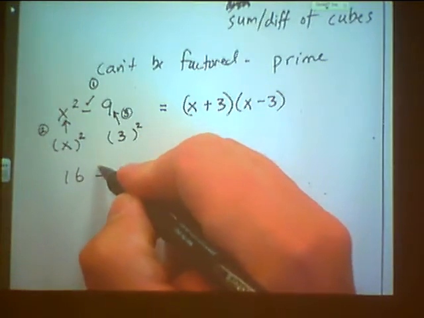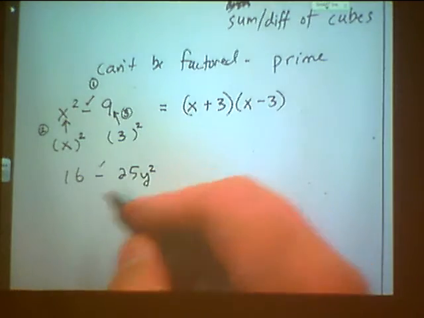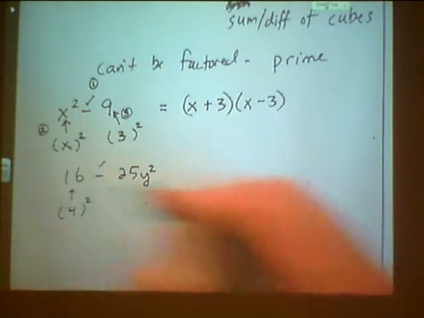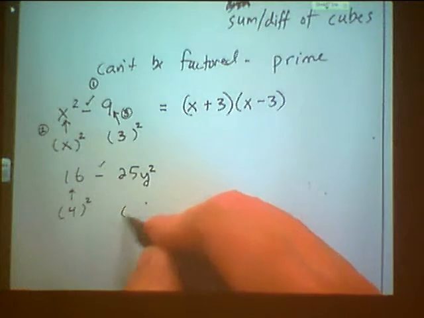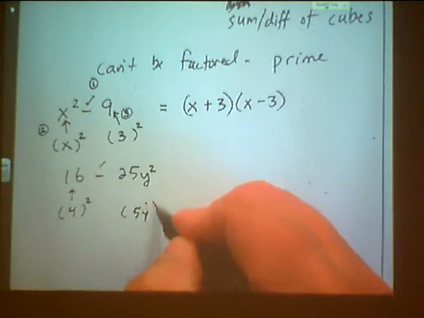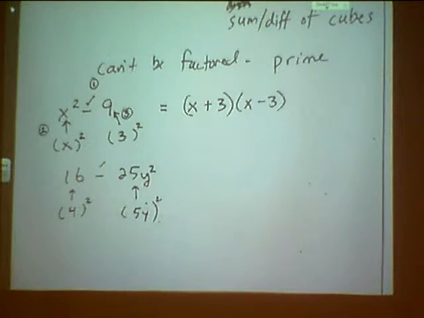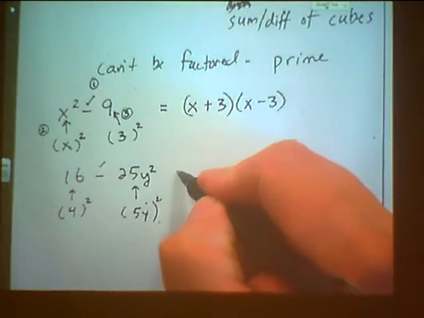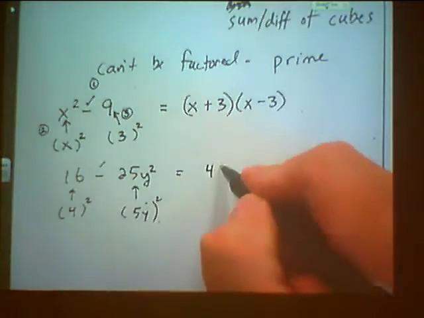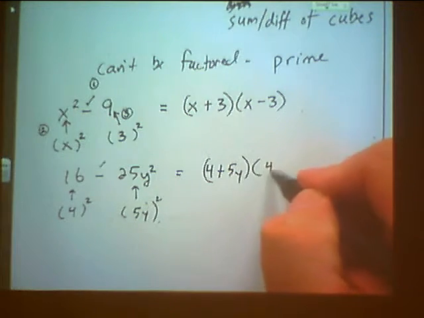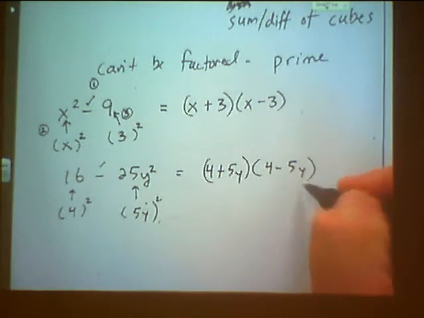Now notice I do have a subtract. Up here I notice if I square 4, that equals 16. And if I square 5y, that equals 25y squared. Lo and behold, I do have a difference of squares. And it's 4 plus 5y times 4 minus 5y.